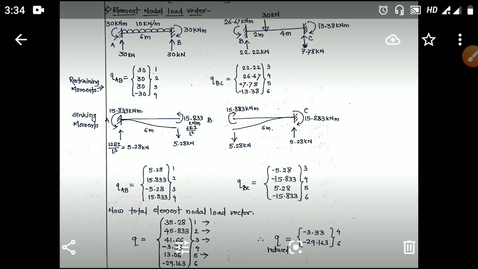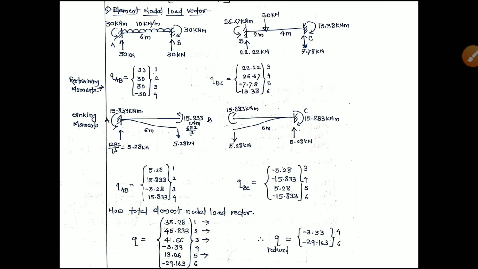So what is the change? From the previous two video lectures of examples 1 and 2, all steps are the same. Only one thing changes here, because of the sinking of the support. Because of the sinking of the support, in addition to the restraining (fixed) moment in the element nodal load vector, you need to also calculate the sinking moments, and add those sinking moments and restraining moments, combining them into a global, that is the total element nodal load vector. Then apply the boundary conditions and get the final reduced Q matrix. That is the only change. The remaining things are the same.